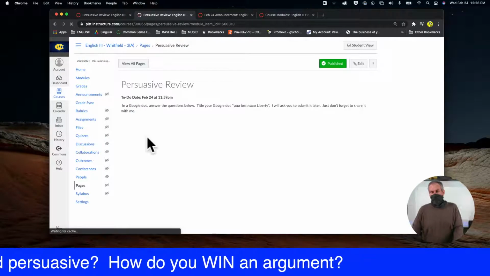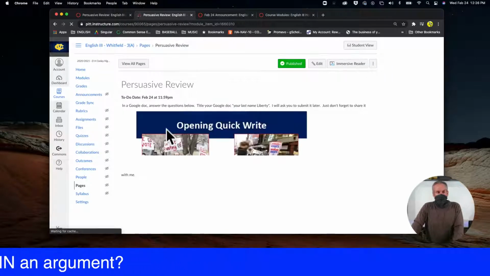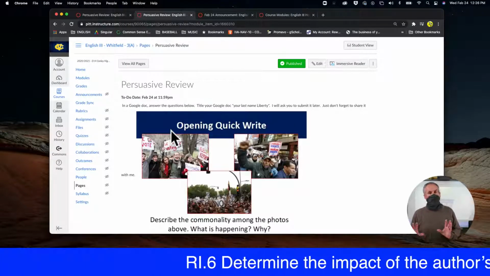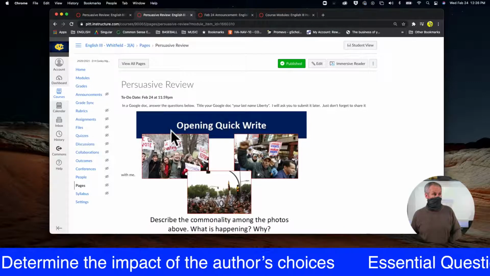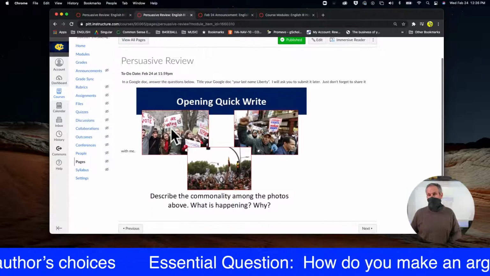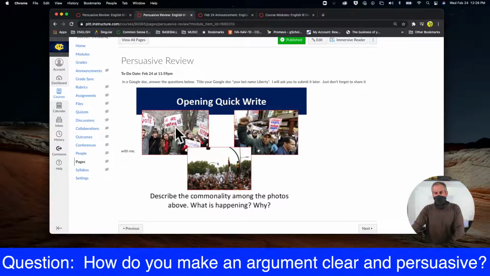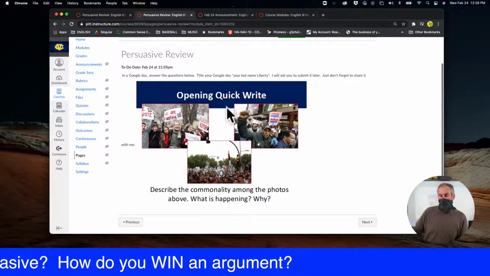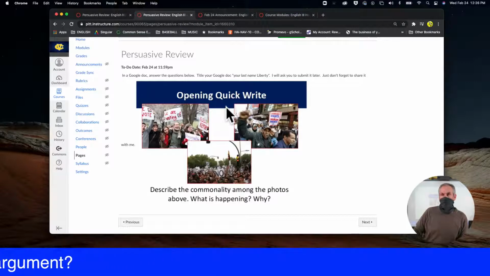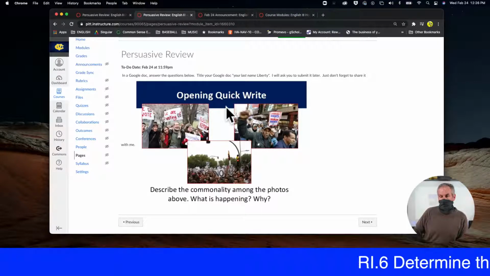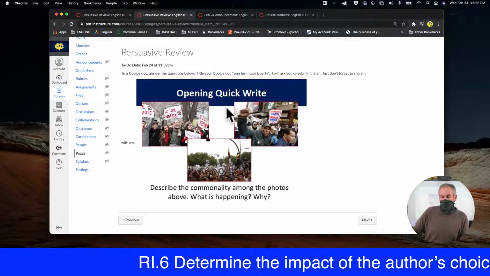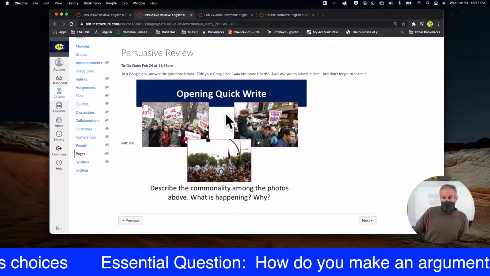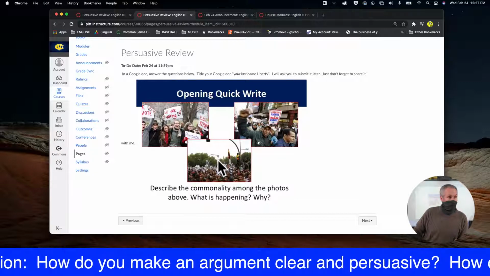There we go. All right, so I want you to open up a Google Doc, and you have to share it with me, but you're not submitting. There's nothing to submit, but you're keeping notes on this. I want you to look at these three images, and in the Google Doc, put your last name and title it your last name, Liberty. And what you're going to do is describe what these three images have in common, and then what's happening according to you.